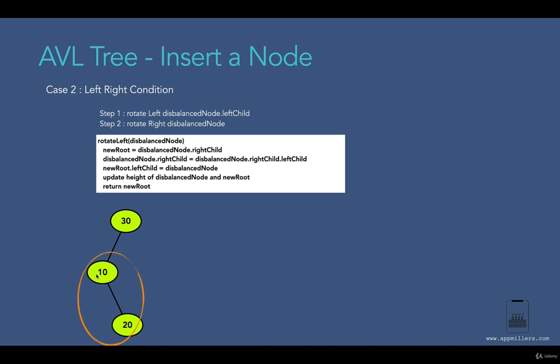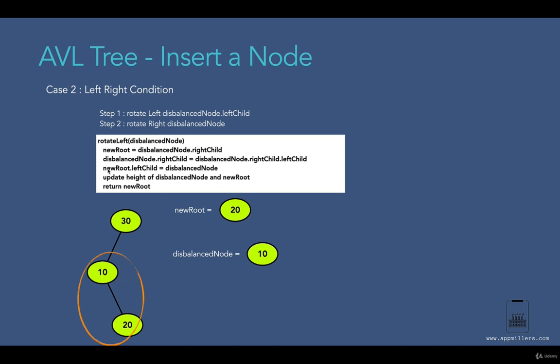So the new root will be the right child of this disbalanced node. So in this case, we are taking 10 as the disbalanced node. So the right child of 10 is 20. So this means that the new root will be 20. Then the next step is we are going to set the disbalanced node's right child to the new root's left child. So in this case, we know that it's null. So this means that this disbalanced node will become like this, because in this case we have only a right child, so we don't have a left child over here. So if we set it to null, it's going to be like this.